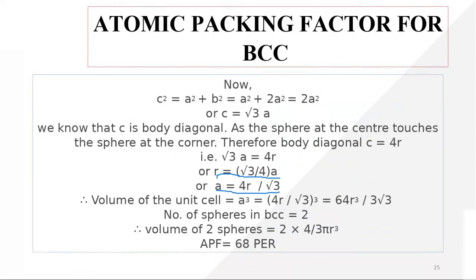So we also know the volume of the unit cell is equal to A cube, and in terms of R, its value comes out to be 64 R cube upon 3 root 3. And the number of atoms in the BCC is 2 atoms. So we have to calculate the volume for 2 atoms or 2 spheres. So it comes out to be 2 into 4 by 3 pi R cube. When we take the ratio of these two, the volume of 2 spheres upon the volume of the unit cell, we get an atomic packing factor of 68% for the BCC.